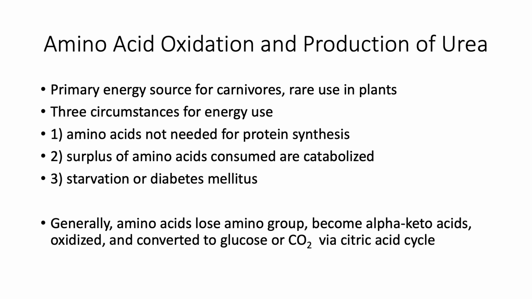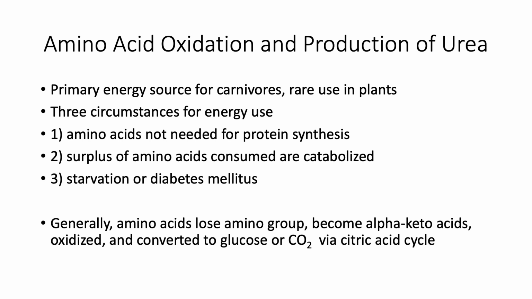Also, when a surplus of amino acids is encountered, they are catabolized, and in starvation or diabetes mellitus, amino acids are used as energy sources. The process of developing a certain starvation appearance, where amino acids and proteins are actively being utilized for catabolic purposes, we refer to as marasmus.